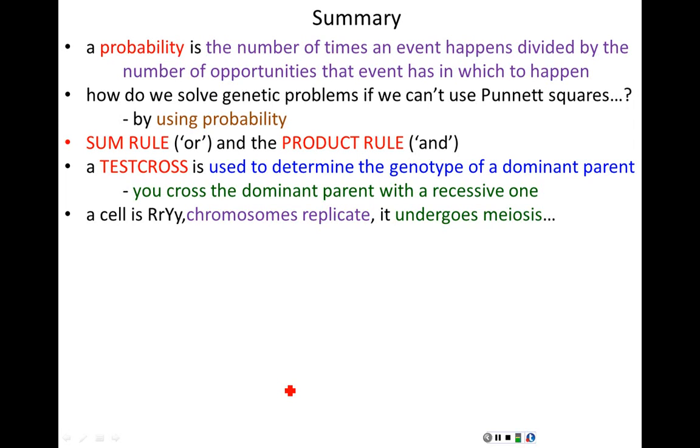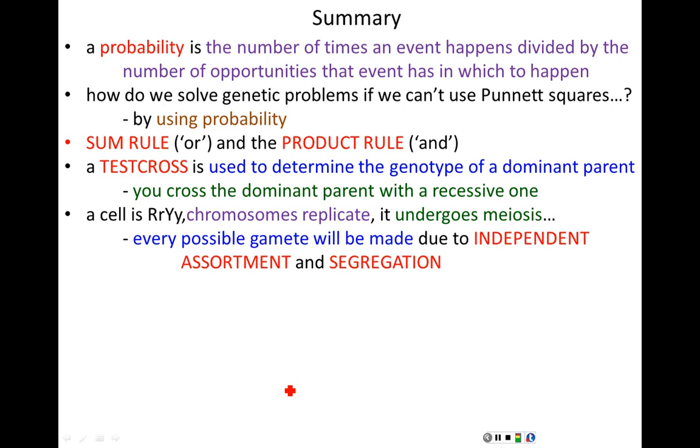We used the example of a cell being heterozygotic for the R gene as well as the Y gene. Undergoing meiosis, chromosomes replicate, there's segregation and independent assortment, and so we get every possible genotype we can imagine. Big R with big Y, little r with little y, big R with little r with big Y. That led us into the conversation of, well, what happens if we cross organisms such as that?